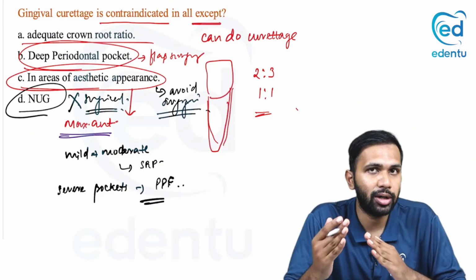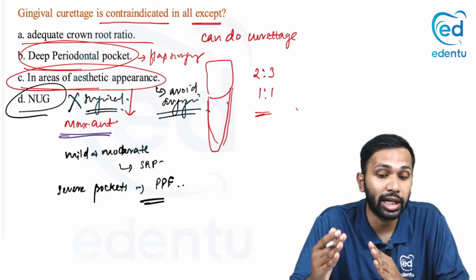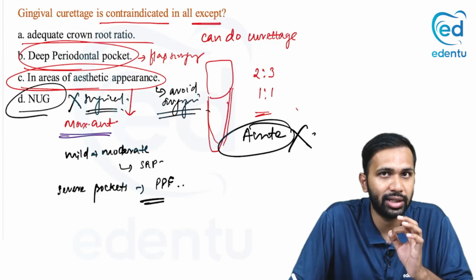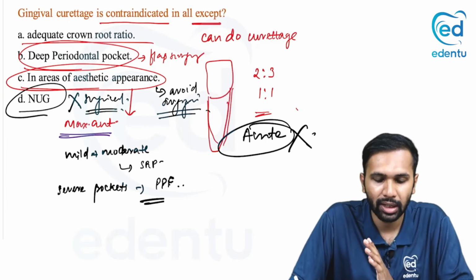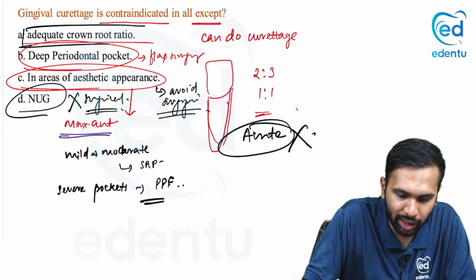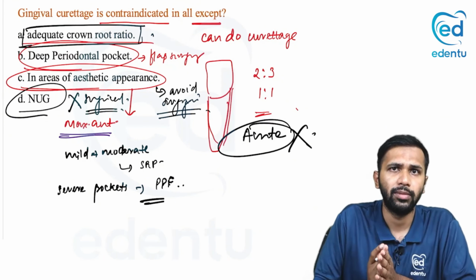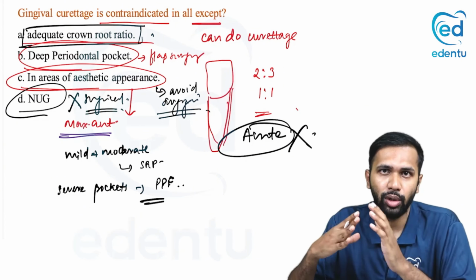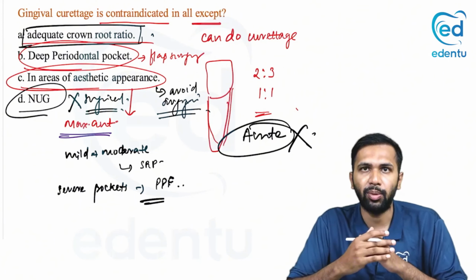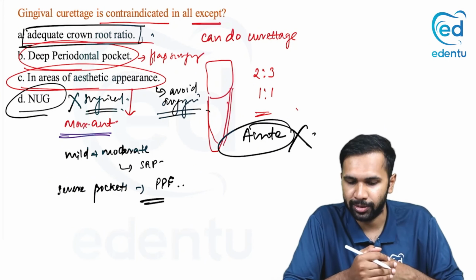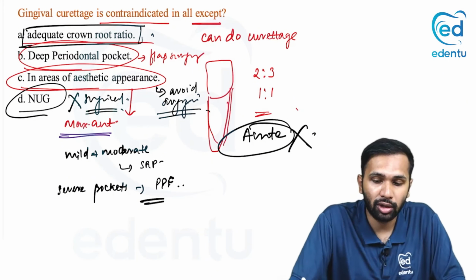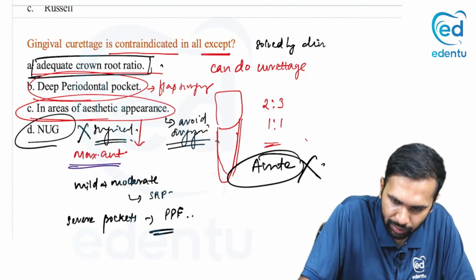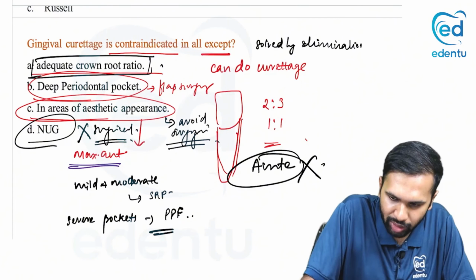But surgery is not done, not only in NUG, in any acute condition. In any acute condition, you do not do a surgery unless it is life-threatening, right? So the best answer is adequate crown root ratio. What is the problem? Adequate crown root ratio means a normal tooth. Any tooth which has a normal crown to root ratio, if you have an edematous pocket, you can do a curettage procedure, right? So that is how you solve by elimination. This question we have solved by eliminating the options.